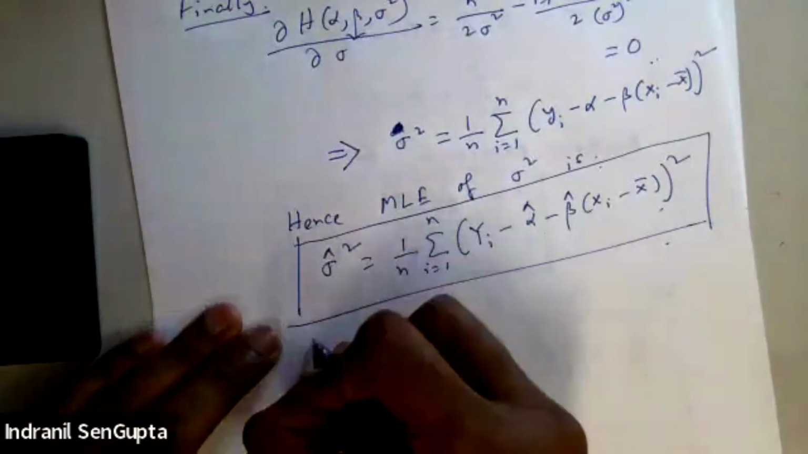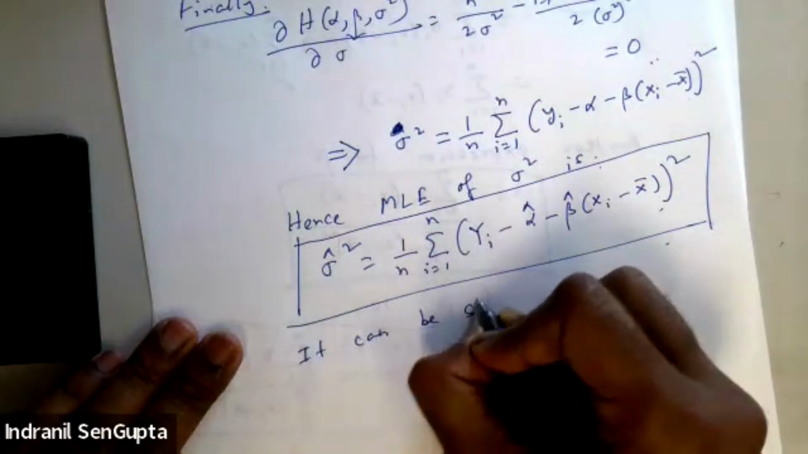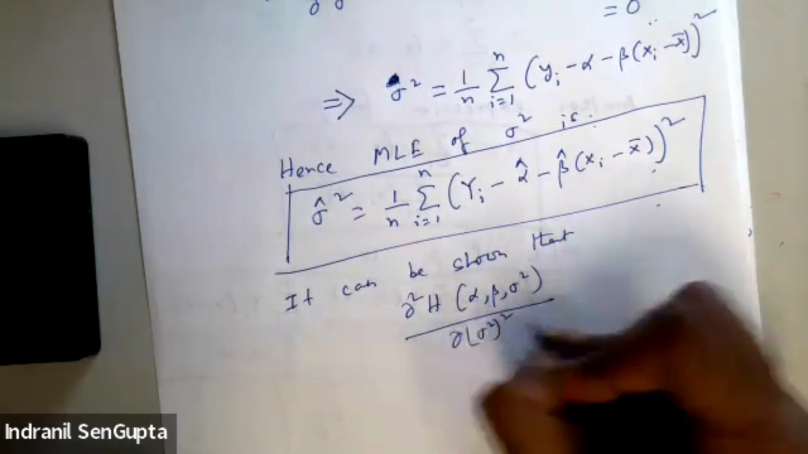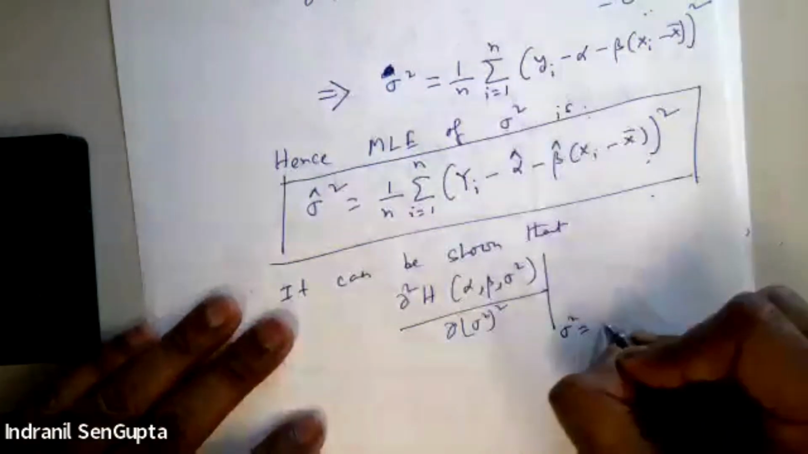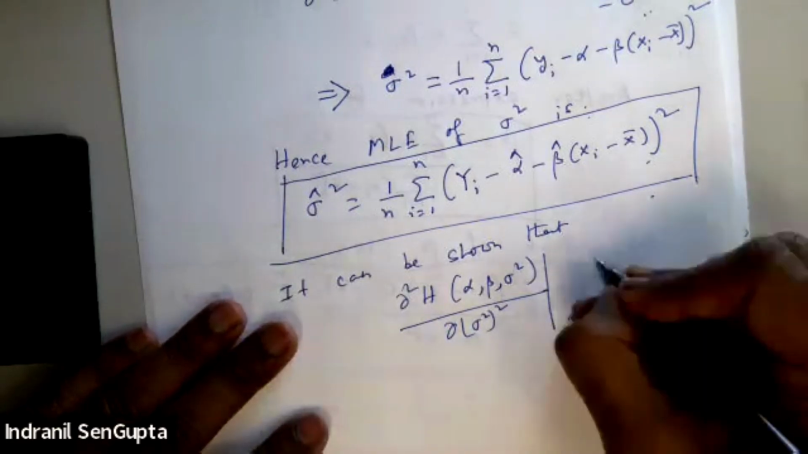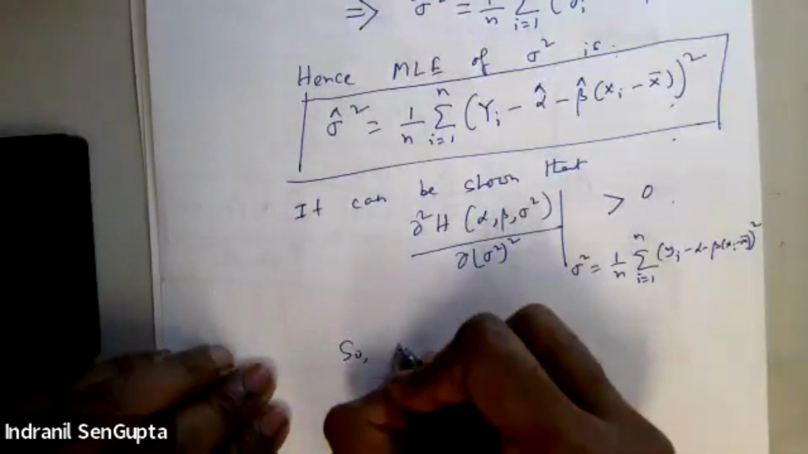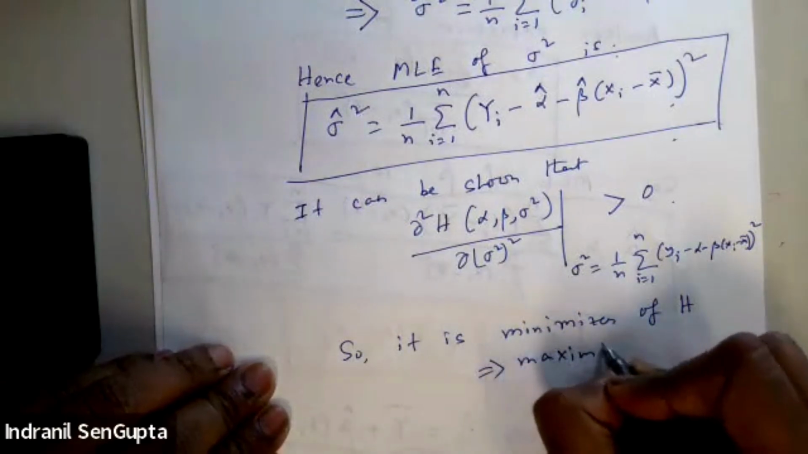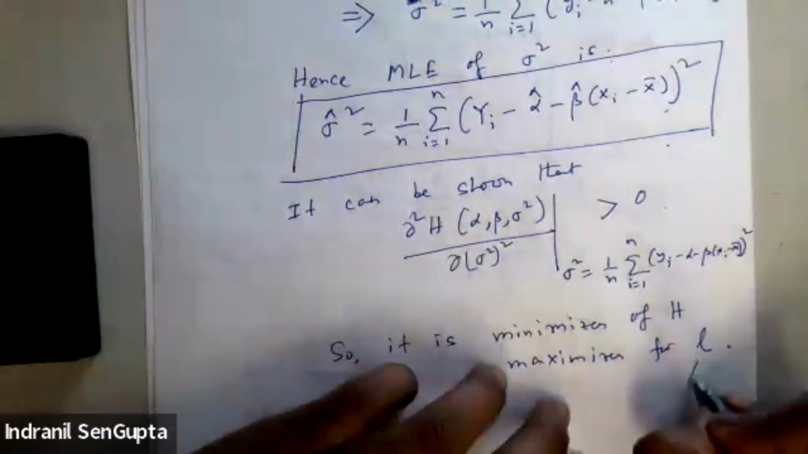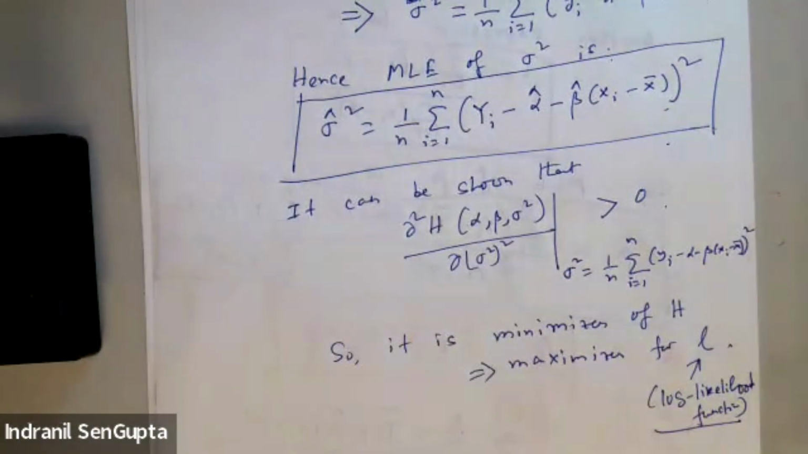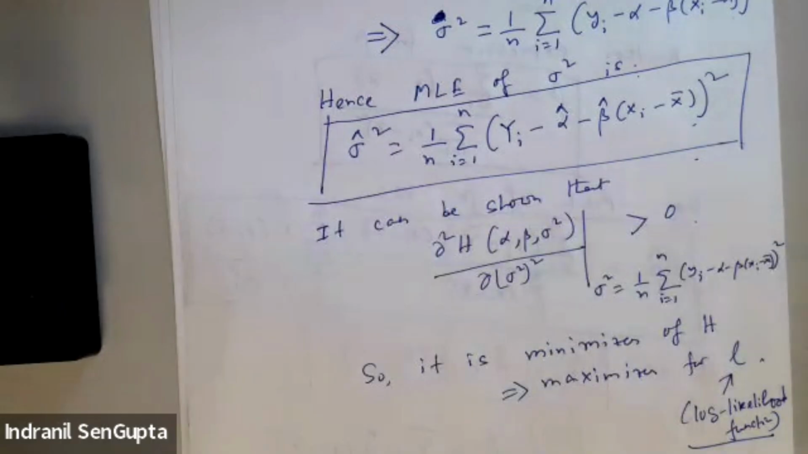And here we have the same thing. So also it can be shown that the second derivative of H of alpha, beta, sigma squared with respect to sigma squared twice, at the point where sigma squared equals this one over n times the sum of the squares, is positive. So it is a minimizer for H, which is a maximizer for L, the log likelihood function. All right. So what we found is all the estimators.